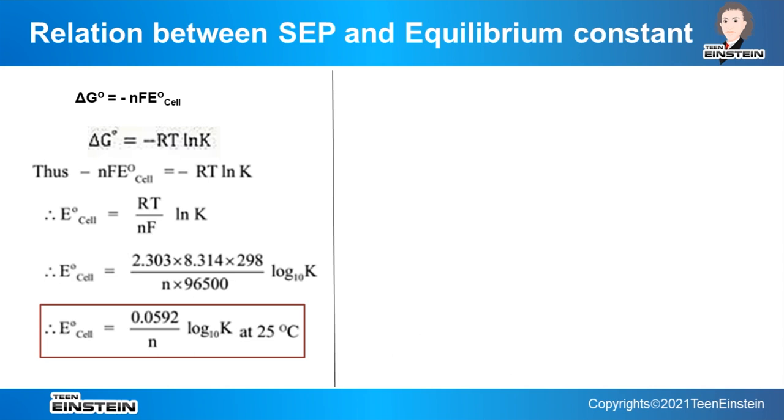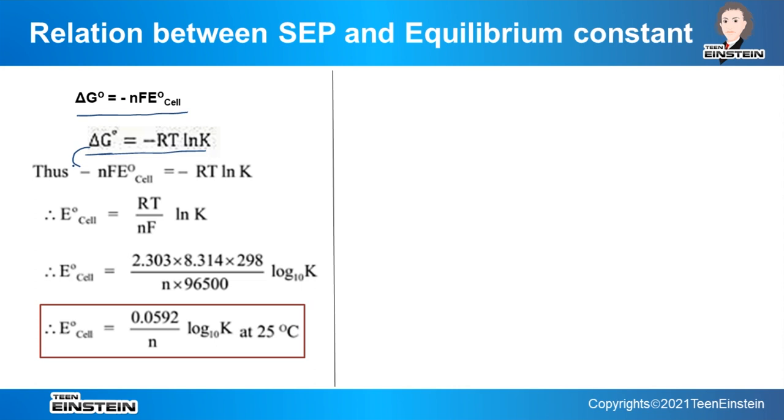Relation between standard electrode potential and equilibrium constant. Okay, so this is a very important application which we can get from this relation and this relation. The second relation, that is del G naught equal to minus RT ln K, we can find from thermodynamics.